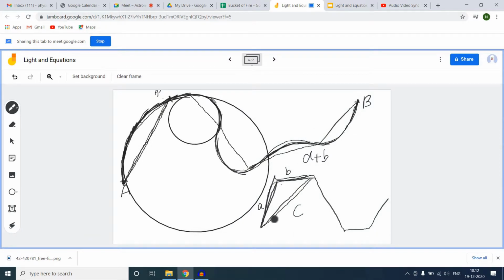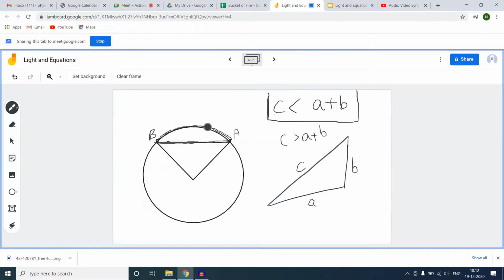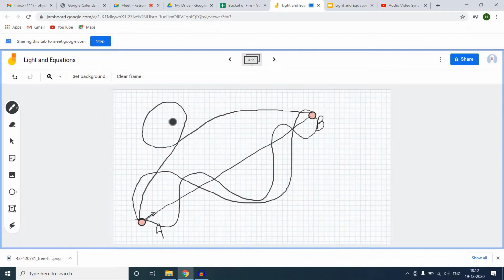Then once you have this, we can make another triangle. And then this line is shorter than the total distance over here. Then this line is shorter than the other lines, and so on and so forth. Basically, you can prove that among all the curved paths that you have, the straight line is the shortest path.